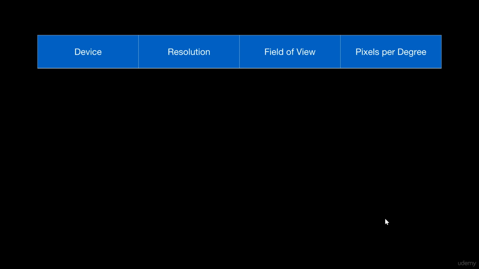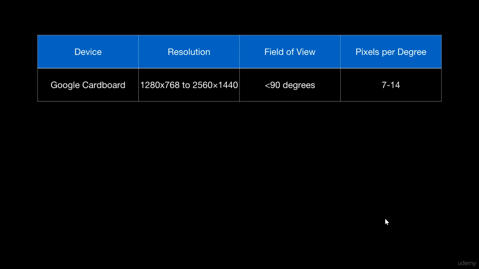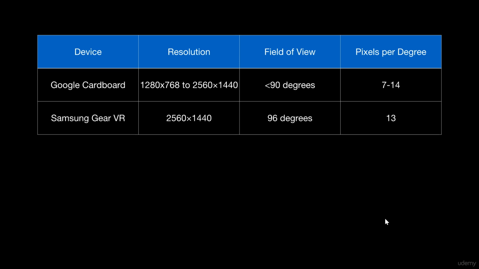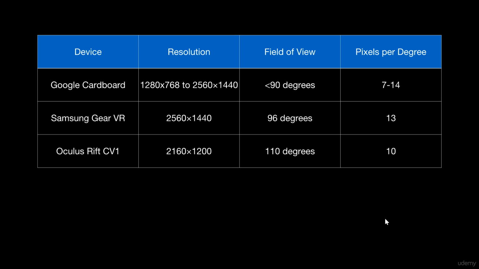The pixels per degree is the thing we want to know. So the cardboard, because there's such a range of resolutions, actually achieves a very good pixel per degree, and that's also helped by the fact that the field of view is quite low. Now, obviously a low field of view has other disadvantages, but in terms of pixels per degree and the pixel density, it's pretty good. Now, the Samsung Gear VR has also an incredibly good pixels per degree. This is again due to a low field of view coupled with a very high resolution.